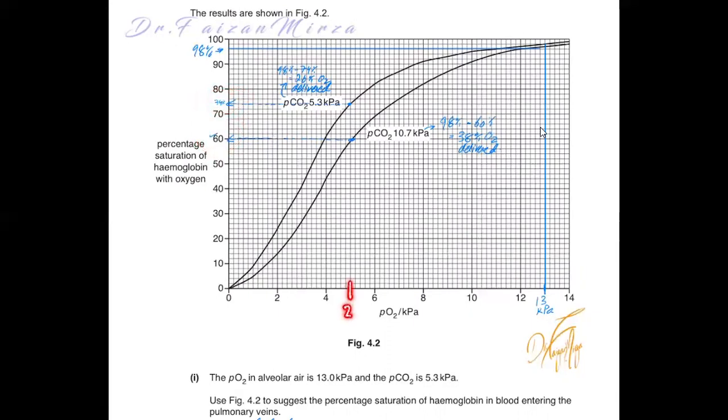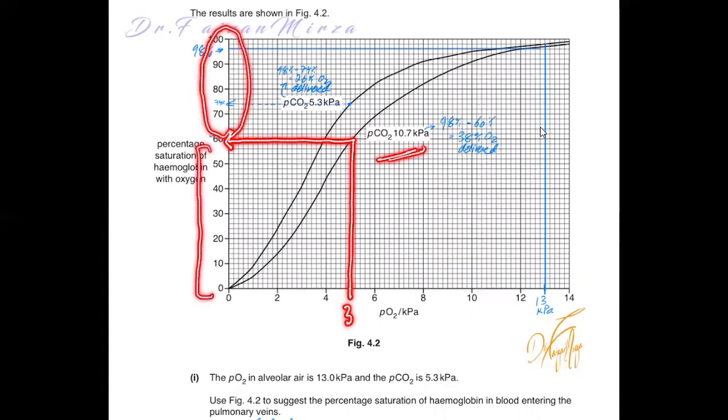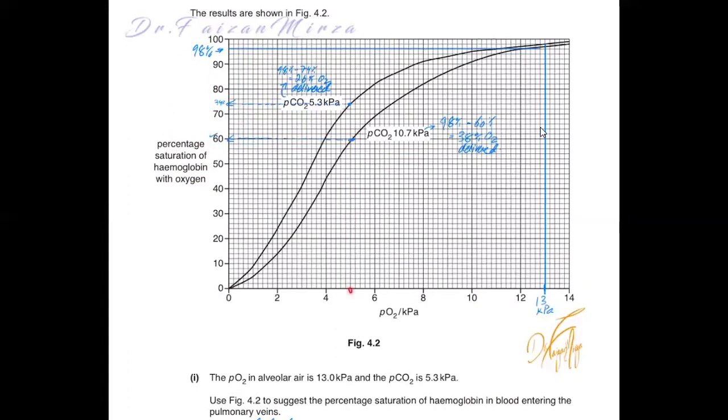For example, if this is the value of 3 kilopascals, and I take it up to the lower graph and read off the value here, the tissue which has a high PCO2 will end up receiving this much oxygen from the blood. 60% of hemoglobin will stay saturated with oxygen, and it will only allow 40% of oxygen to be lost. Similarly, if I take the same value of 3 kilopascals, but the tissue has a low PCO2, in this case the tissue is allowing 74% of hemoglobin to stay saturated with oxygen, whereas only 26% of oxygen is being delivered to the tissue.